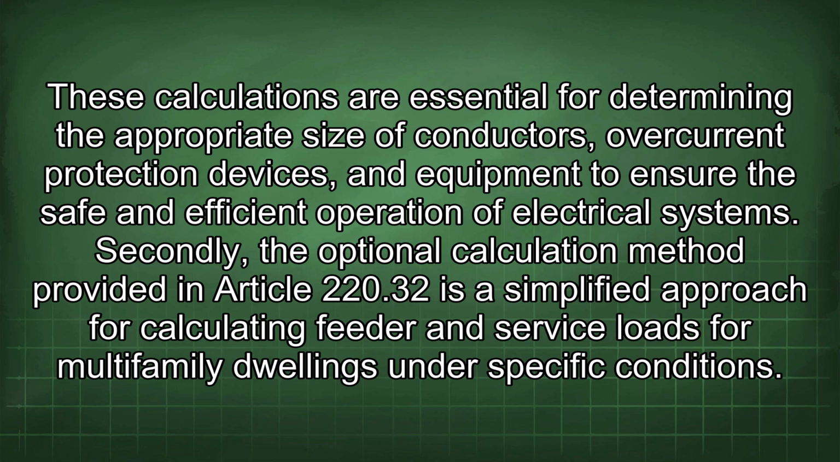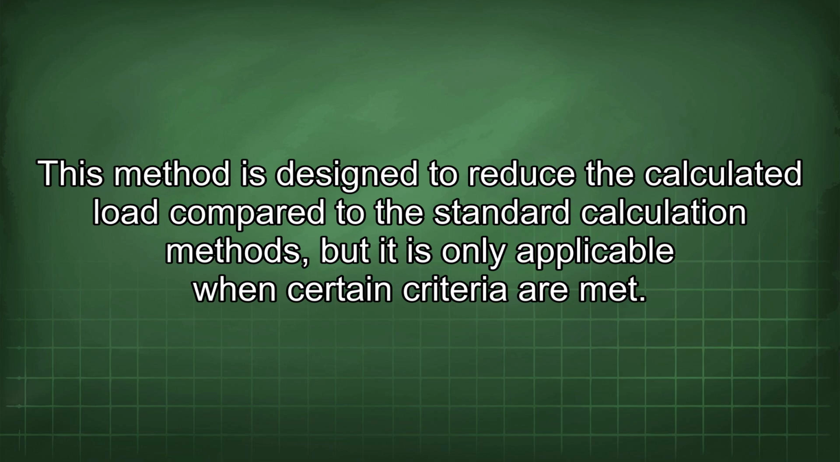Secondly, the optional calculation method provided in Article 220.32 is a simplified approach for calculating feeder and service loads for multifamily dwellings under specific conditions. This method is designed to reduce the calculated load compared to the standard calculation methods, but it is only applicable when certain criteria are met.